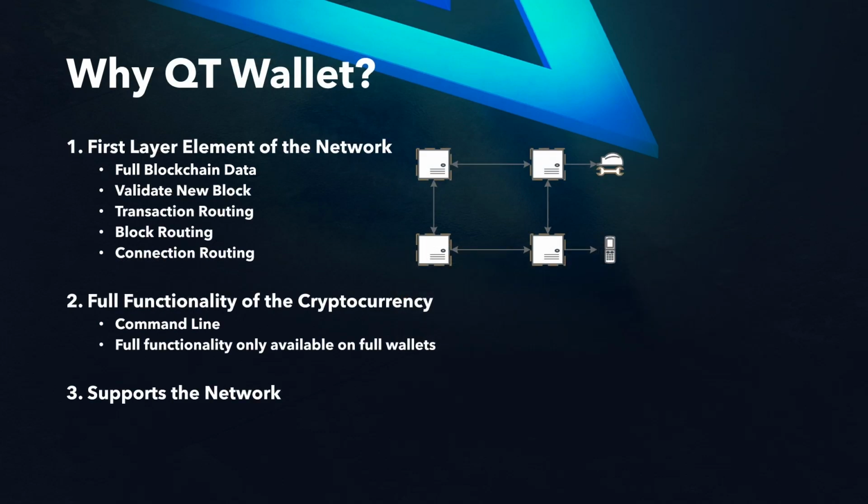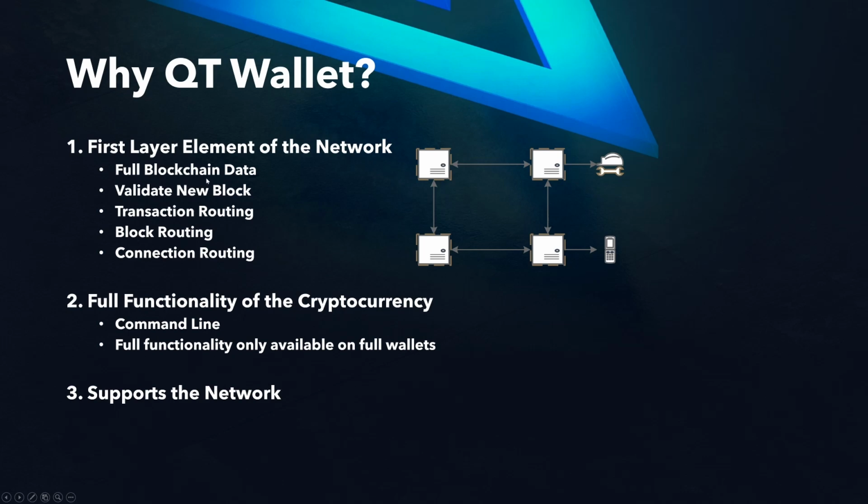In this section, we will talk about the reasoning behind the Qt wallet. When we think about the Qt wallet, it is the first layer element of the network. In the first layer, there are many nodes, many computers that communicate with each other. Some of them, in addition to being just a wallet, are also mining full wallets. Some of them are serving the light wallets, but some others are just single Qt wallets. So that's why we call Qt wallet the first layer element of the network.